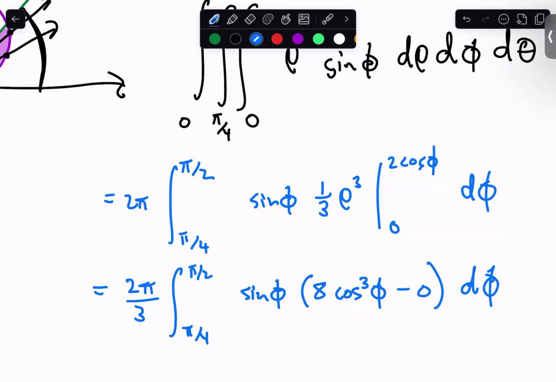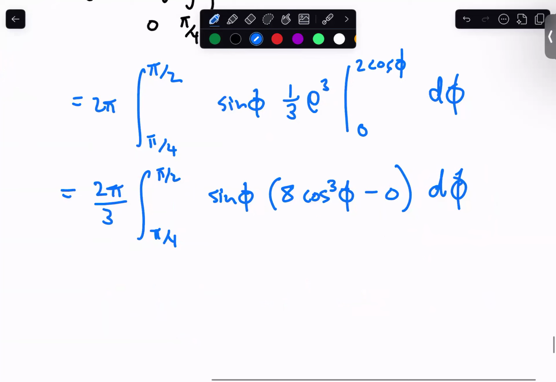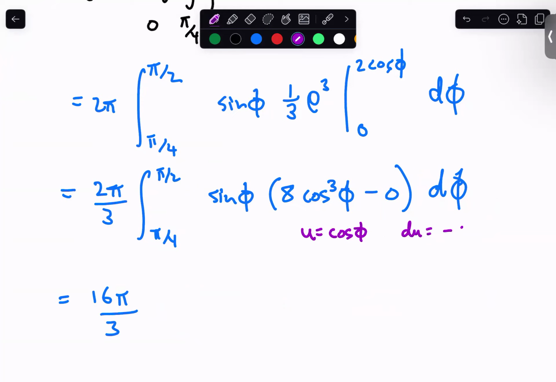Plugging in 2 cosine phi everywhere I see a rho, I'm going to get 8 cosine cubed phi minus 0, I suppose. I could bring out this 8 as well. And then just as before, if you do a u substitution with u equal to cosine phi, then du is going to be equal to negative sine phi d phi. This time we don't have the negative sign, so I'm going to go ahead and write that negative du is equal to sine phi d phi. So I'm going to trade in all of this stuff here for du, or I guess negative du.